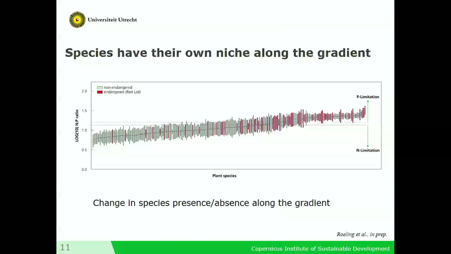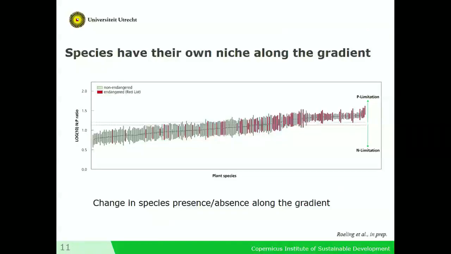And basically, you will see that there is a clear turnover of species when you are moving from nitrogen limitation in this part of the graph all the way up to phosphorus limitation in this part of the graph. The green bars are non-endangered species, and the red bars are the endangered species. So again, you will see, which is quite logical, we use the same database, that especially under phosphorus limitation, you will have a high occurrence of endangered species.